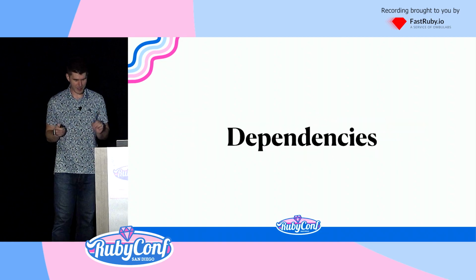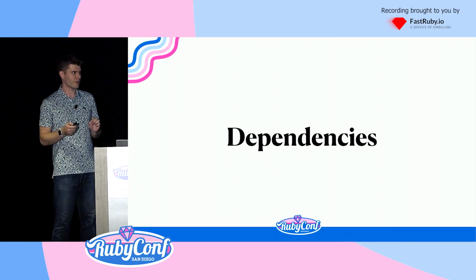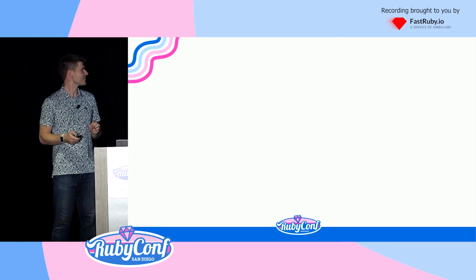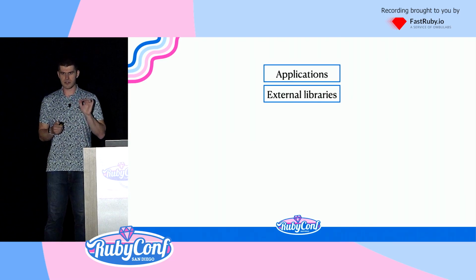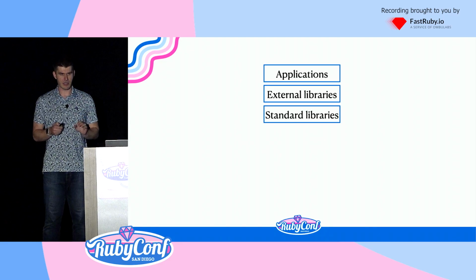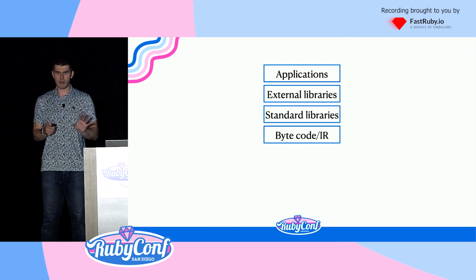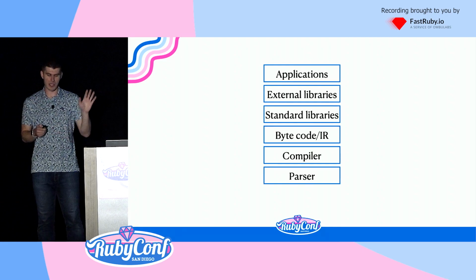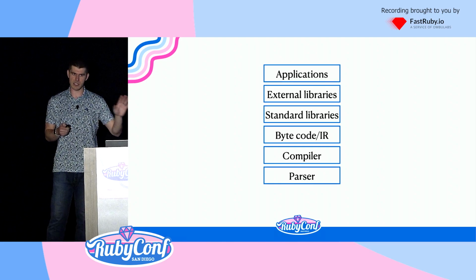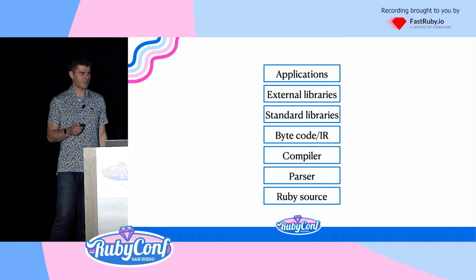So let's talk about dependencies. My son, Henry, he's 3. Every morning, he says the same thing. Daddy, let's go build towers. So let's build some towers. Let's start with your application. You build an application. It depends on external libraries. You think of something like Rails. External libraries depend on standard libraries from Ruby. Standard libraries from Ruby execute YARV bytecode internally. That depends on the compiler, which builds the bytecode. That depends on the parser, which builds the AST, which gets compiled. And that depends on the Ruby source code. OK, we built our tower.